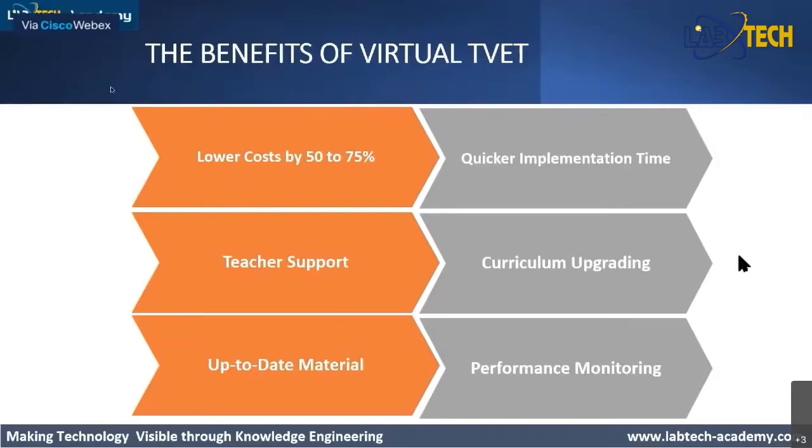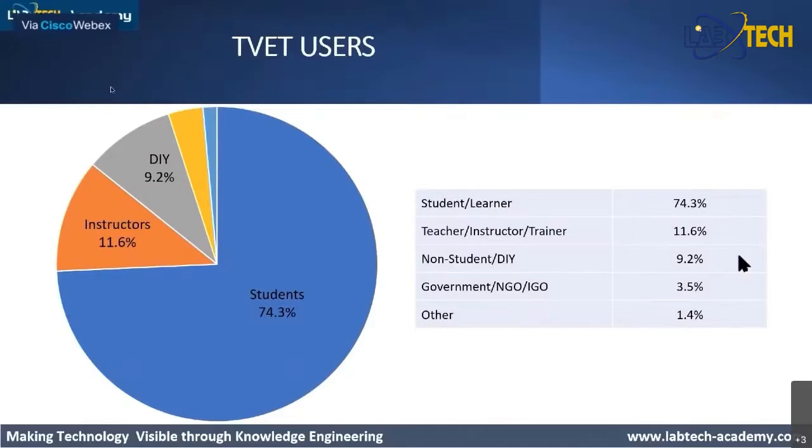So curriculum upgrading provides a virtual upgrade to older labs so the instructional materials can improve the curriculum delivery. Up-to-date material. It's easier to keep the curriculum and content up to date, keeping up with the latest technology and industry needs, and upgrading and adapting new courseware and materials. And finally, performance monitoring. We can look at the performances of the student, the teacher, the school, the state, the country.